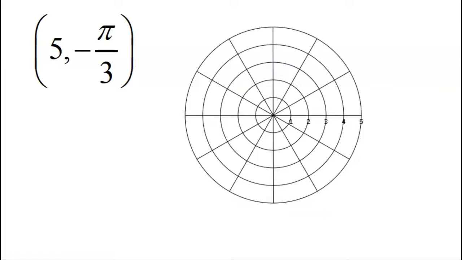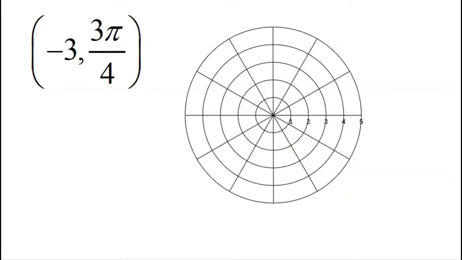All right, how about this one? 5, negative pi over 3. So I'm on this circle of radius 5, and my angle is negative pi over 3. And negative pi over 3 is going to be right here at this terminal side, again measured down from the initial side. And my radius is 5, so there is my point, my polar coordinate right there. Not too bad at all.